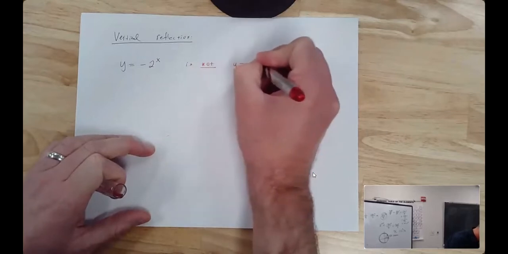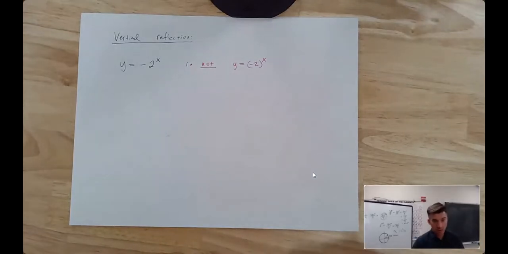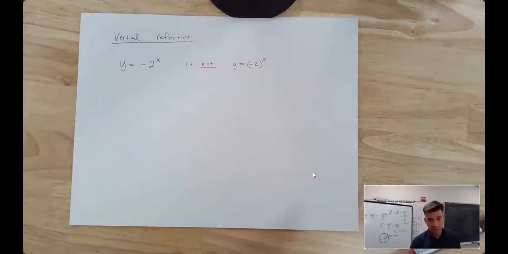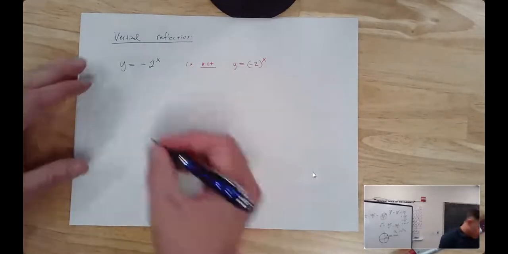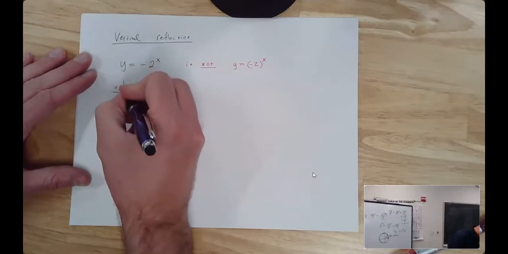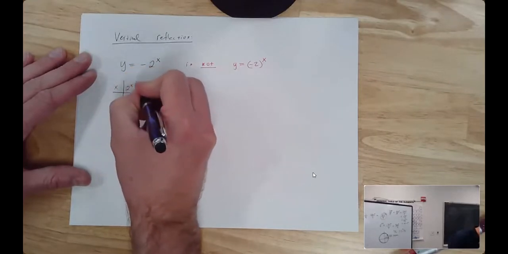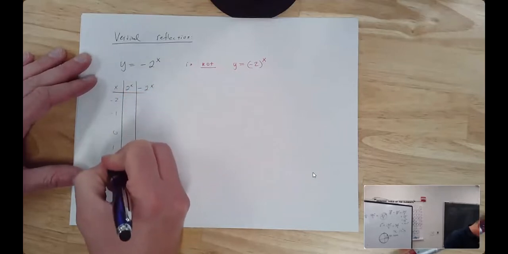Y equal to negative 2 to the x. Negative 2 to the x just means you first do the power and then afterwards do the negative. So we could plot some points if you wanted to, real quick, like here. X, 2 to the x, and negative 2 to the x. Let's just do it real quick. Negative 2, negative 1, 0, 1, 2.